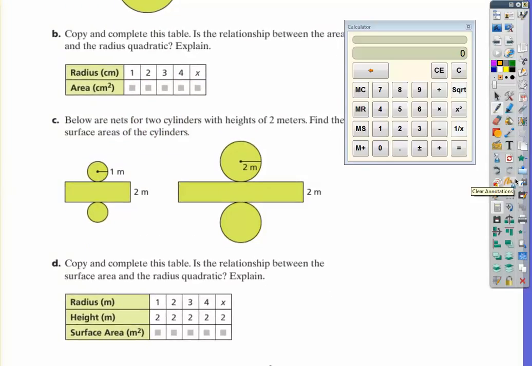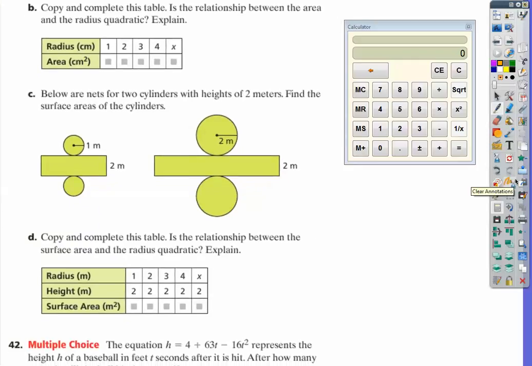Below are the nets, or flat patterns, for the surface area of 2 cylinders. Find the surface areas of the cylinders. All right, now here's the trick. This length here is going to wrap around this circle. So we know that this is actually the circumference. The circumference is pi d. So all you got to do is find the areas here, and you know the circumference. You multiply the circumference times the height, and you get it right there. But the trick here is to remember that this distance is the circumference.